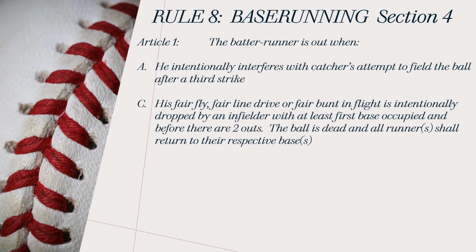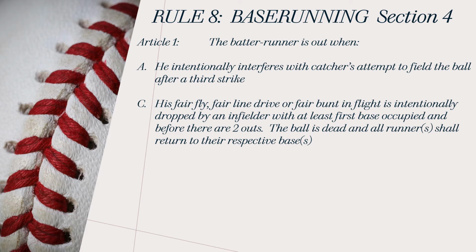Right, Section 4, Article 1. The batter runner is out when he intentionally interferes with the catcher's attempt to field the ball after a third strike. So the critical part there is we have to judge intent. If we judge accidental, then nothing, there's no call. We have to judge intent for there to be an out.